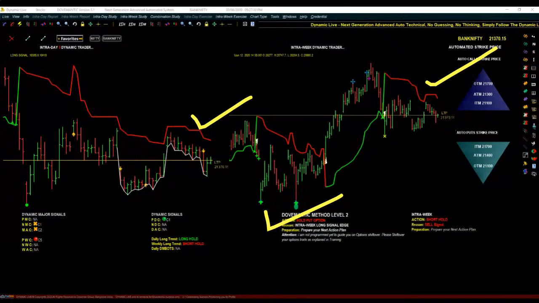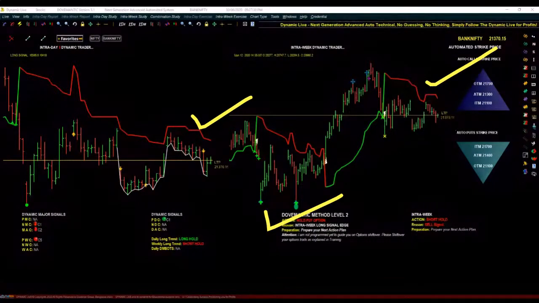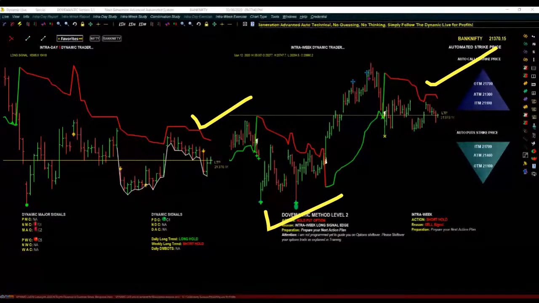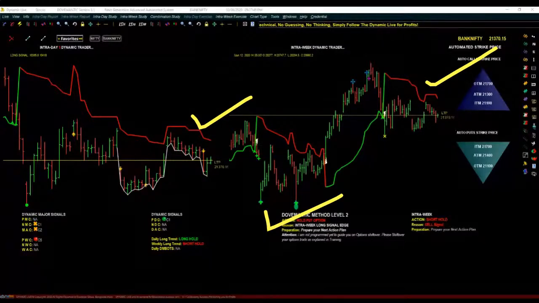Now what is dynamic system? Dynamic system is also an intelligent software like Dynamic Live. It helps us do some amazing positional trading. Now how to do positional trading using dynamic system? There is a very clearly defined method. We call it the dynamic system level 2 trading method.